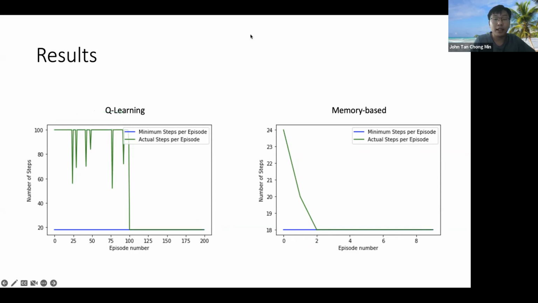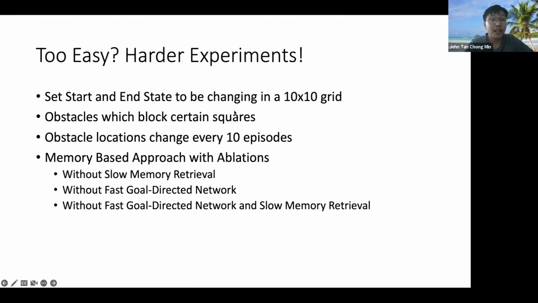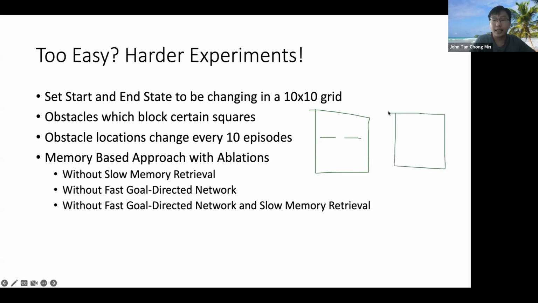Okay, I found that this is too easy for my agent, because obviously it's very powerful. So I made the experiment harder. Now the start and end states are always changing, a random start and random end state. We have obstacles which block certain squares. So for the first 10 episodes, the obstacles are like that. And then for the next 10 episodes, the obstacles are like that.